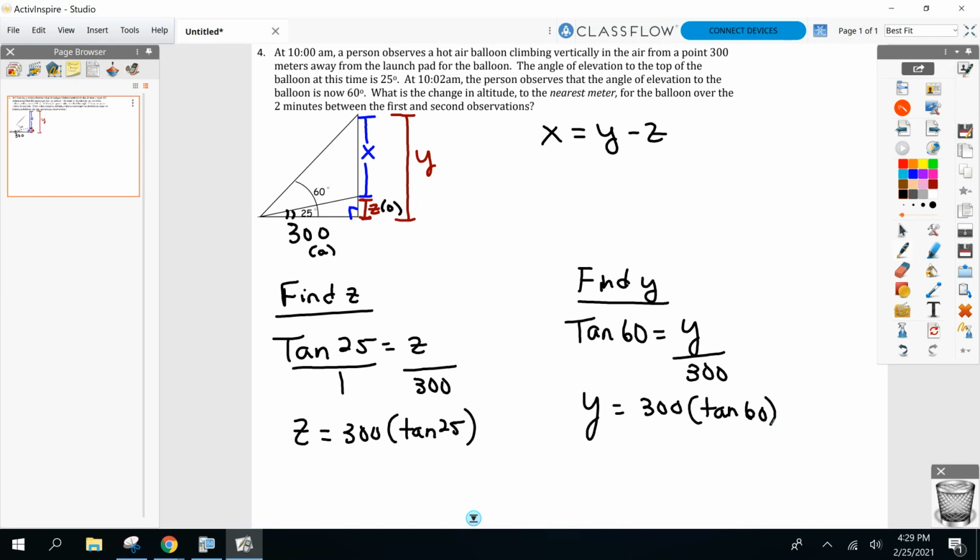Find those values. Don't round, right? Don't round because I'm in the middle of a problem. So whatever I get in my calculator for z, whatever I get in my calculator for y, I'm going to take those full decimals and subtract them to get x. Then when I subtract them, yes, I'll round it to the nearest meter.